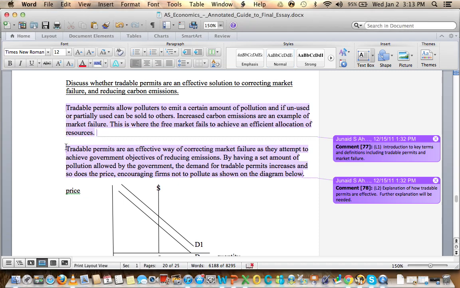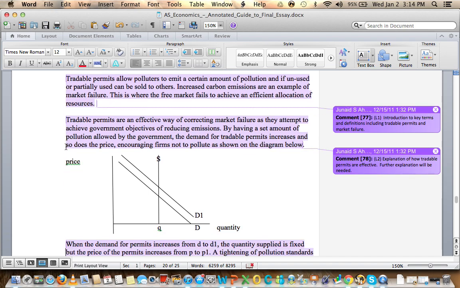Tradable permits are an effective way of correcting market failure as they attempt to achieve government objectives of reducing emissions. By having a set amount of pollution allowed by the government, the demand for tradable permits increases and so does the price, encouraging firms not to pollute as shown on the diagram below. There seems to be a little bit of a gap here. There's a set amount of pollution allowed by the government, then you jump to a demand for tradable permits increasing along with price. So not a very clear explanation. Then we're going to move on now to the diagram.